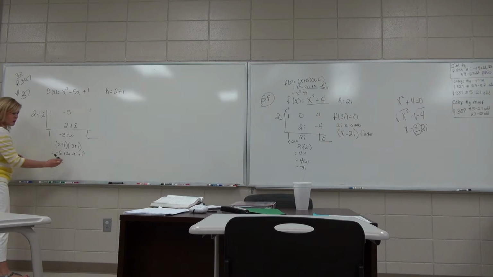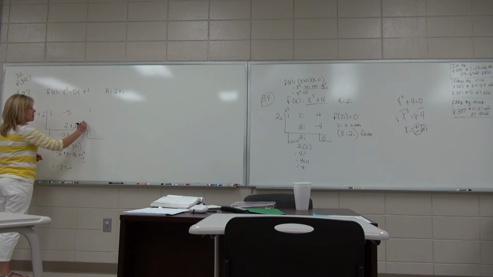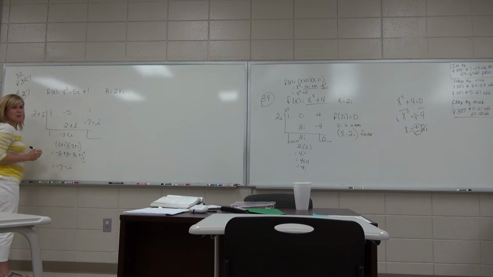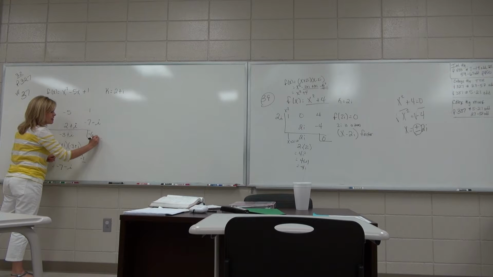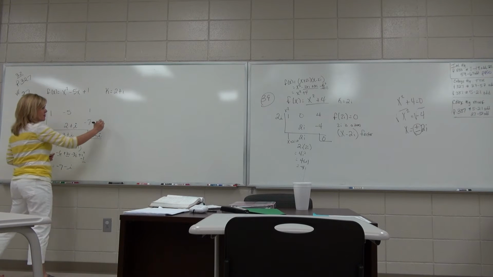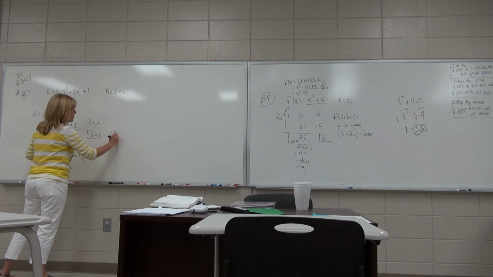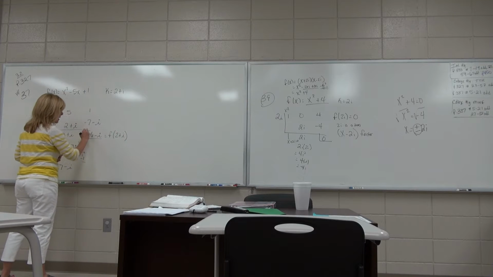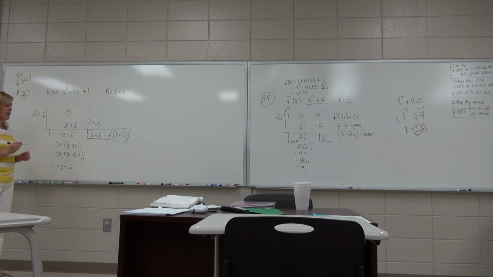And what's i squared equal to? -1. So -6 minus 1 will give me -7. And then 2i minus 3i is minus i. So I have -7 minus i. 1 minus 7 gives me -6. And then you've got your minus i. So that's equal to f of 2 plus i by your remainder theorem. Whatever the remainder is, that's equal to f evaluated at that number. You plug it back in.